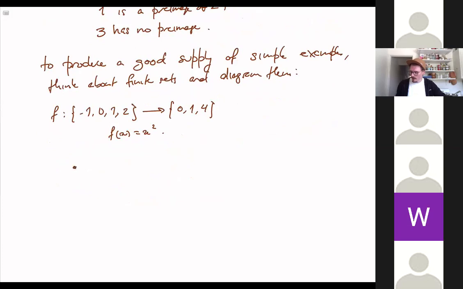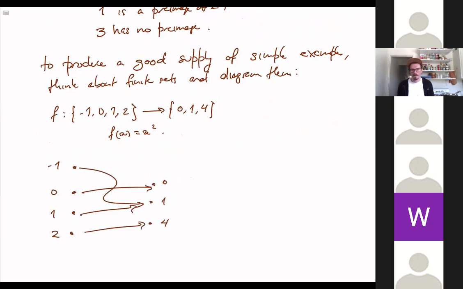So we can diagram that by drawing 4 dots here for the 4 elements of our domain, and 3 dots here for the 3 elements of our codomain, and then we just draw arrows to show the assignment. So negative 1 maps to 1, 0 maps to 0, 1 maps to 1, and 2 maps to 4. This is a nice simple way of writing things down. It's very visual, and you can write down tons and tons of examples this way that will give you lots of things to deal with when you're trying to figure out if facts about maps, functions are true or false.